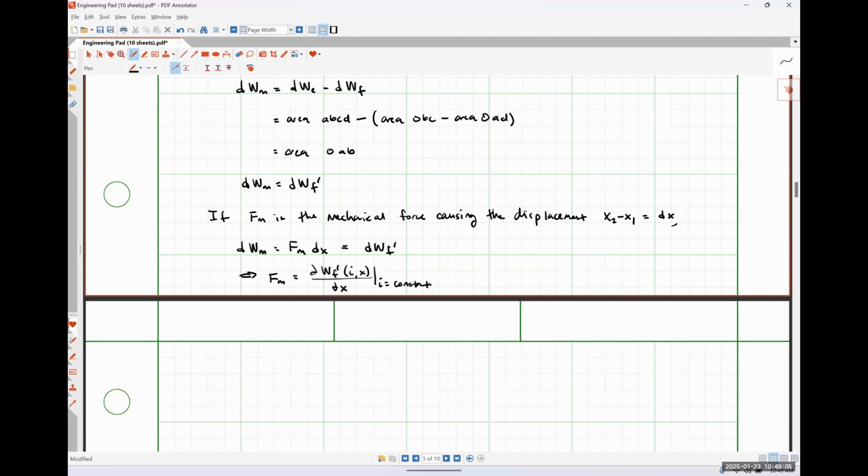Now let's look at the flip side of things. So this is one extreme, where we're holding the current constant and we're causing the co-energy to change very, very slowly, or we're causing the position of our spring to change slowly. WE is electrical energy, WF is field energy, WM is mechanical energy. The D in front of it just means we're looking at how it changes over a very small interval of time.